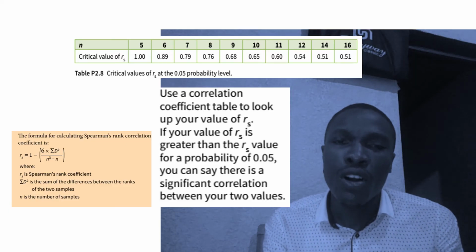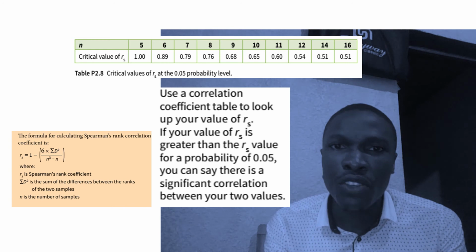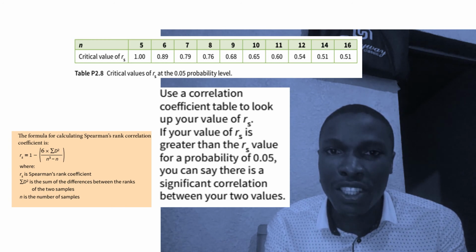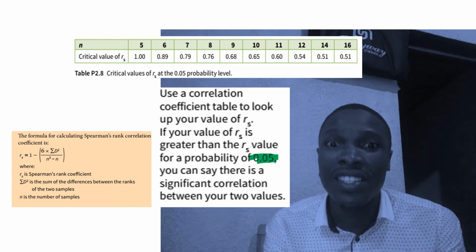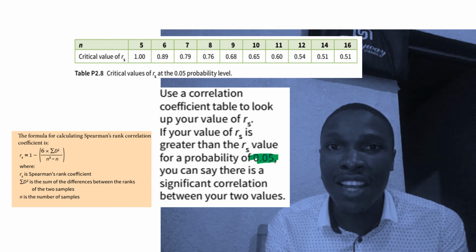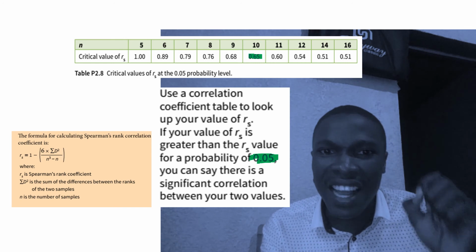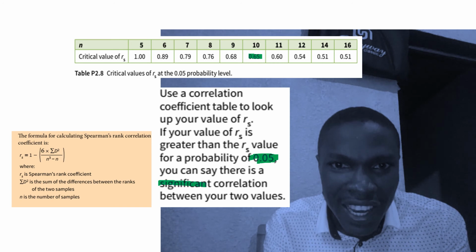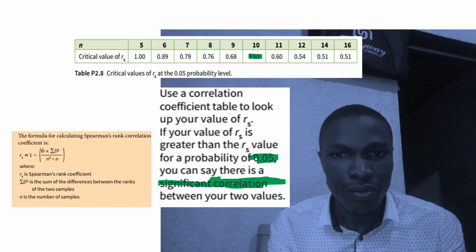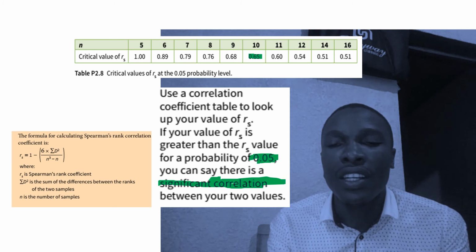So we have rs values for a probability of 0.05. You use a correlation coefficient table to look up the value of rs. If your value of rs is greater than the rs value for probability of 0.05, you can say that there is significant correlation between your two variables. For example, in our example, we have got 0.93, but n was 10, and our rs is above 0.65. So this means that there is a significant correlation between the two variables. In this case, the variables are species R and species S. There is a significant correlation. I guess you have understood. You need this table in order to fully make a conclusion like we have just made.